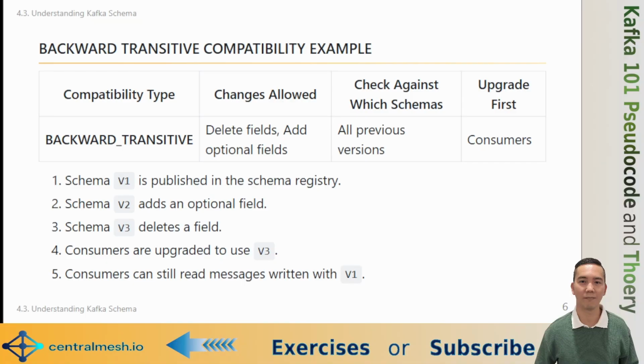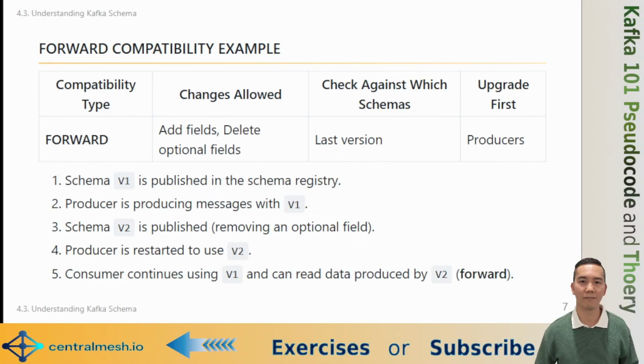In backward transitive compatibility, we start with schema V1, then move to schema V2, which adds an optional field, and eventually schema V3, which removes a field. Even though the consumer is upgraded to use V3, it can still read messages produced with schema V1 thanks to backward transitive compatibility. Now let's move on to forward compatibility.